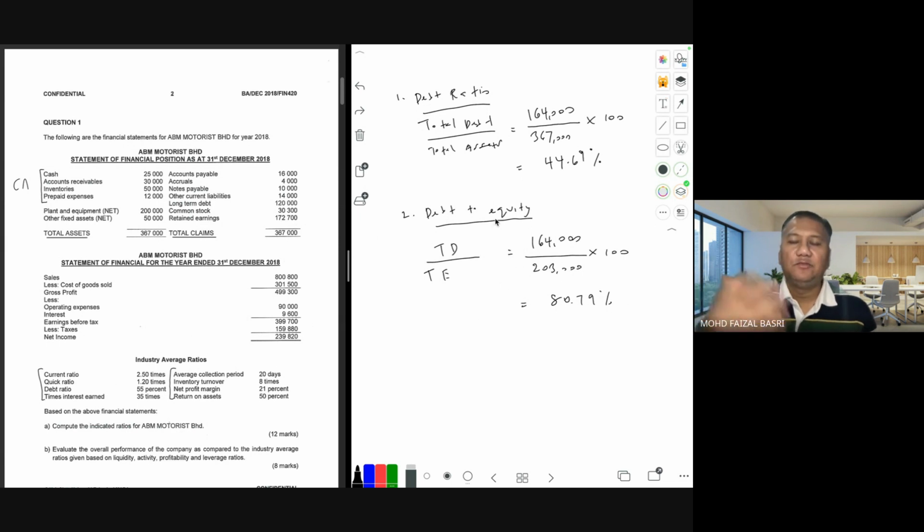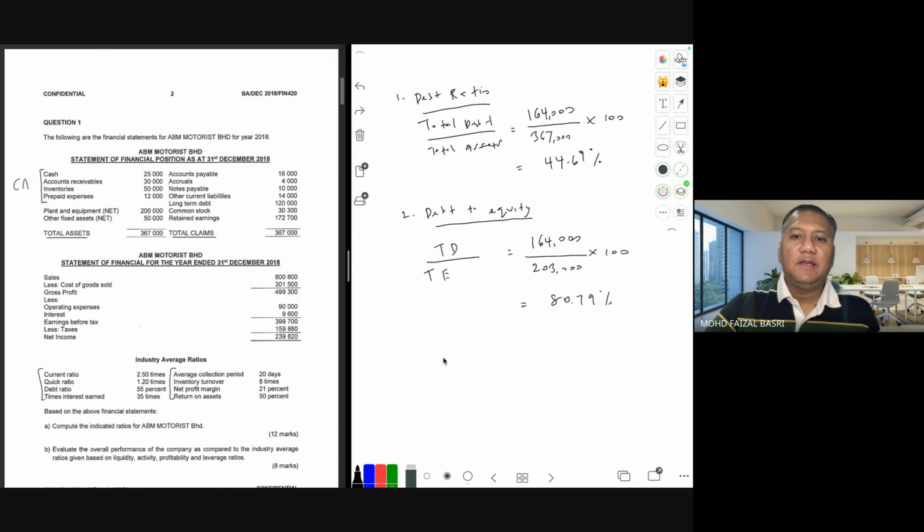Right, but for the sake of explaining to you, obviously I have to share with you, to show you how to calculate the ratio. So debt to equity for this company, ABM Motors, is 80.79, but we don't know is it good or bad because we don't have comparison. Only the debt ratio just now we could compare. This one is better because it is lower than the industry average.